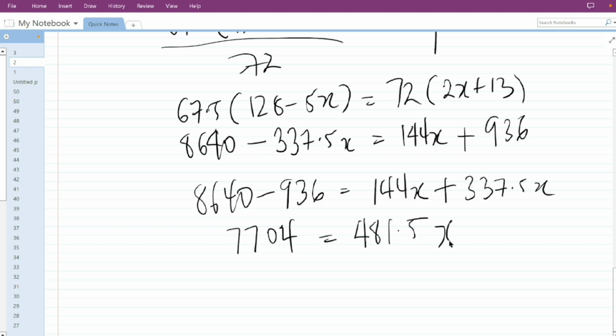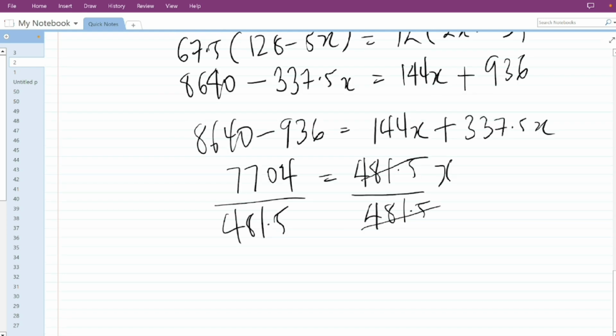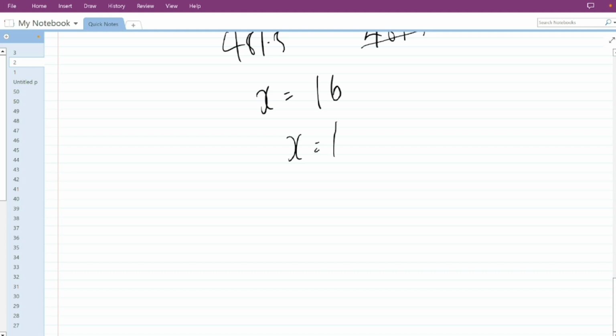481.5. Since you're looking for the value of x, you divide both sides by 481.5. This cancels this. The value of x is 7,704 with our calculator divided by 481.5, which will give us 16. Either way, we have our x as 16 km, that's 16 kilometers.